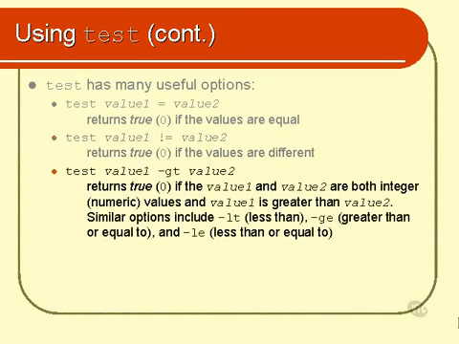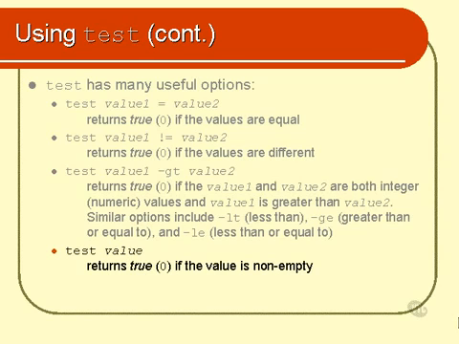We've also got greater than, GT, minus GT, which will actually only work if both value 1 and value 2 are integer values or numeric values. If one of them is non-numeric, you'll get an error message from test. And we've also got minus LT for less than, minus GE for greater than or equal to, and minus LE for less than or equal to. What else have we got?